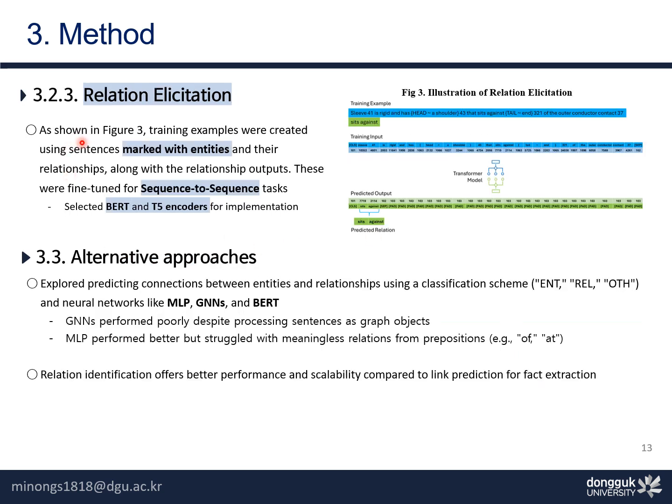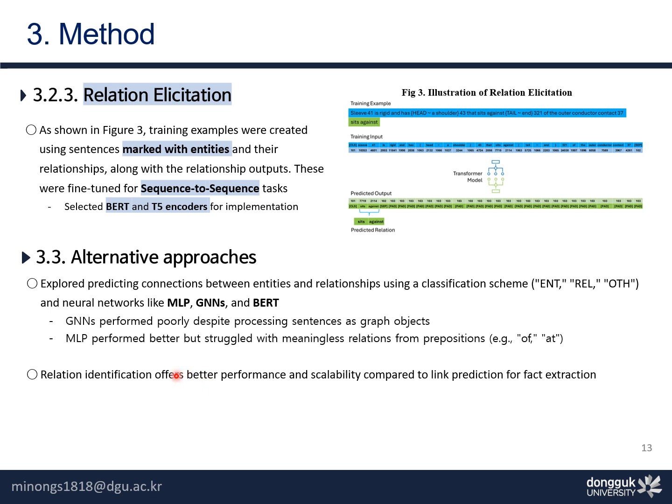In the relation elicitation step, training examples were generated using marked sentences with relations, and these examples were fine-tuned for sequence-to-sequence tasks. The models used were BERT and T5 encoders. As alternative approaches, link prediction methods were used to classify entities and relations as ENT, REL, and TH, and neural networks were employed to predict relationships.